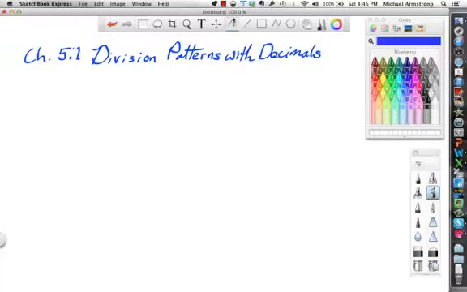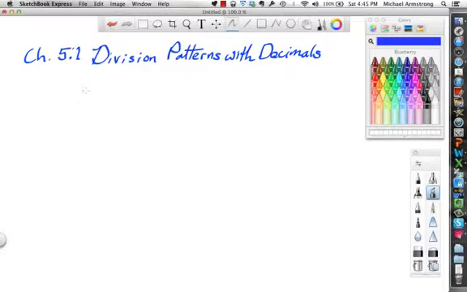All right, we're getting ready to start chapter 5. This is 5.1, division patterns with decimals. Before we actually get started, make sure you've gone back and completed the chapter opener, pages 199 and 200, that shows what you know. It's stuff from before. Make sure you get that done as well. And then we're going to jump into this long division.